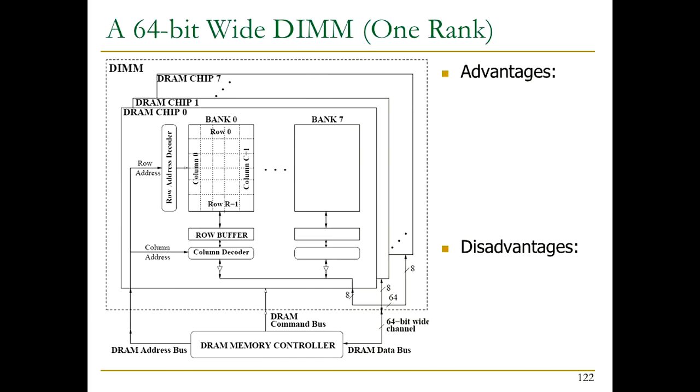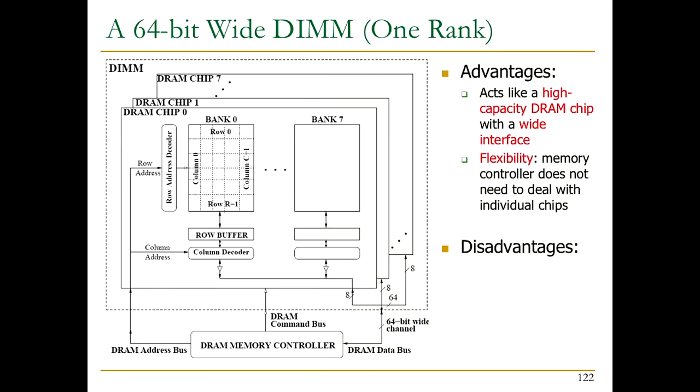Okay, so what's the advantage of a rank, like clubbing together different chips like this? The advantage is now you can both have higher capacity and wide interface, right? You're getting both. Actually, you have to get both, unfortunately. And also, a memory controller doesn't need to deal with individual chips anymore. The memory controller can say, oh, basically, it's operating at the 64-bit level, not 8-bit level.